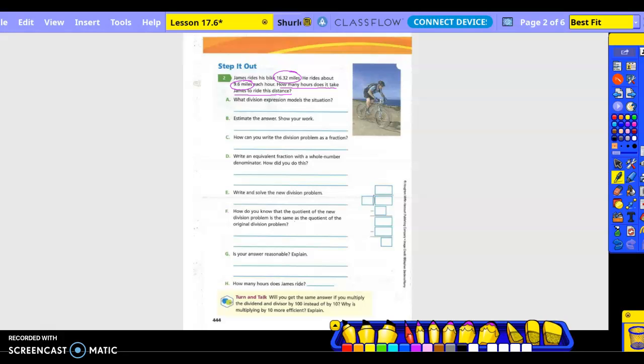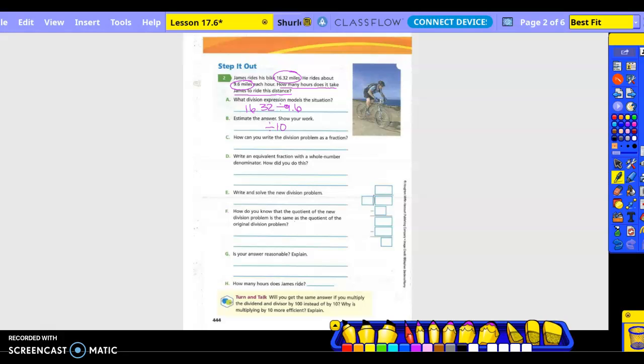So what is our whole number? 16 and 32 hundredths, and then divided by 9 and 6 tenths, right? Estimate your answer. So basically they want us to get an estimation so we know that we're close when we get our actual answer. So 9 and 6 tenths, what would I estimate that to? 9 or 10? 10. Okay. So we always do that first. We always estimate the divisor first.